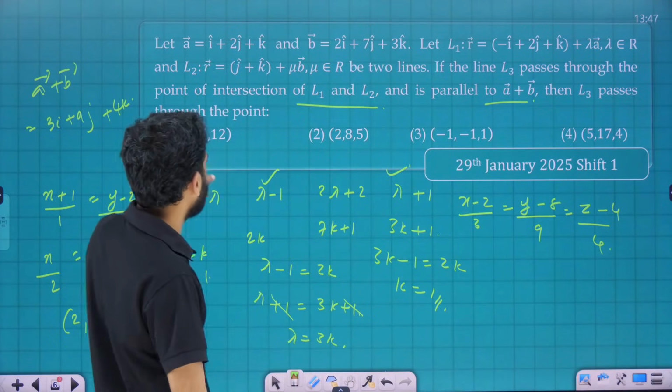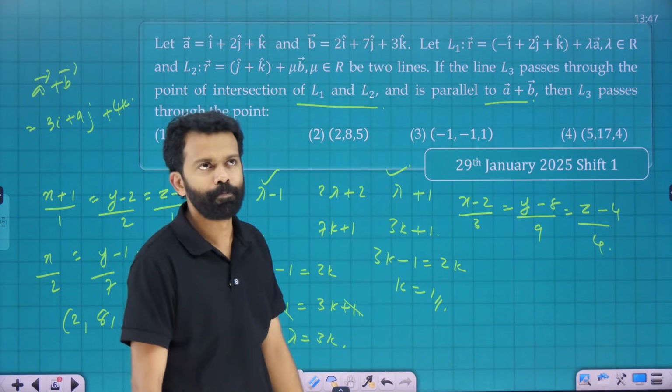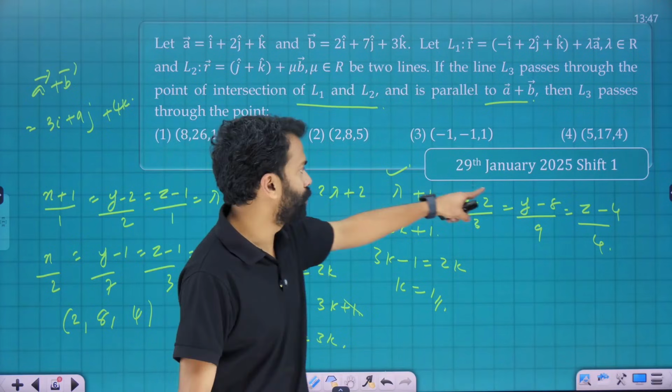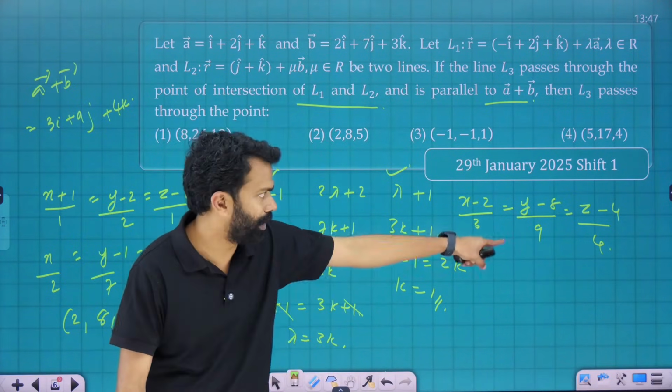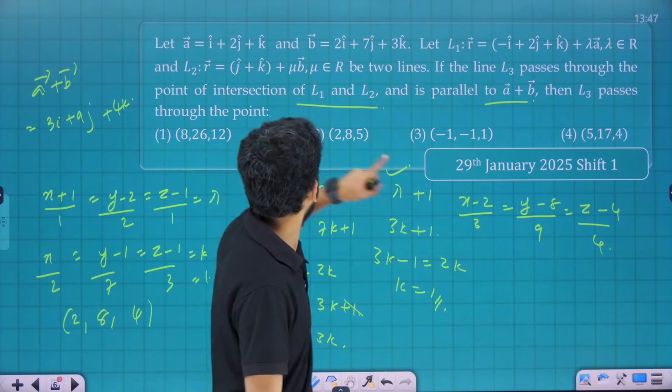Let's start with the first one: 8, 26, 12. If you substitute 8, what will you get? 8 minus 2 is 6, 6 by 3 is 2. Okay. And if you substitute 26, you will get 26 minus 8, which is 18. 18 by 9 is 2. So 2 is equal to 2. Okay. Till now. And the last one.